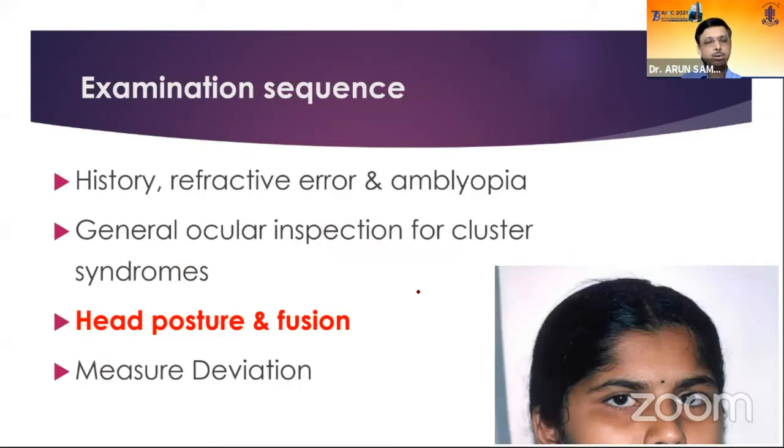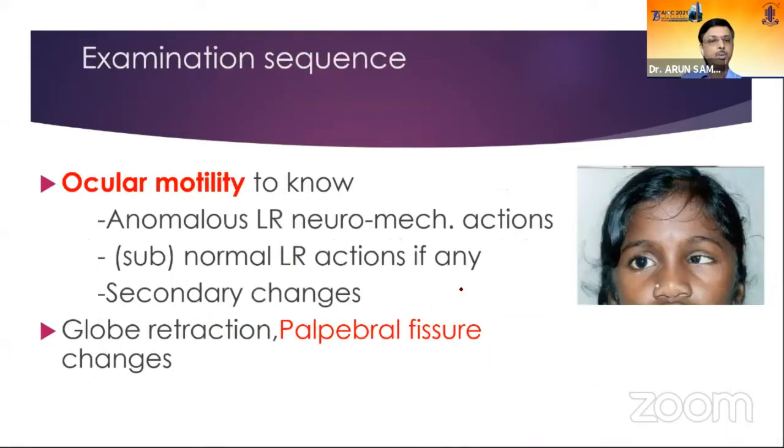As for examination, Dr. Deepti has very nicely highlighted the steps of examination of a strabismus. But in Duane's retraction syndrome, I would like to emphasize one important thing: look for the head posture and check for fusion. The patient may have an abnormal head posture to maintain binocular vision. We also have to check the ocular motility to know the anomalous lateral rectus neuromechanisms, because that will be important when planning for surgery.